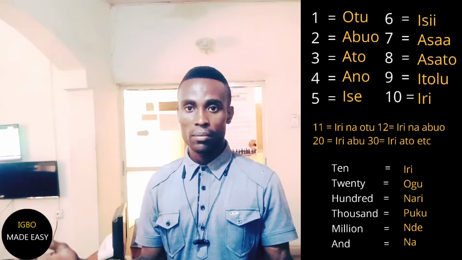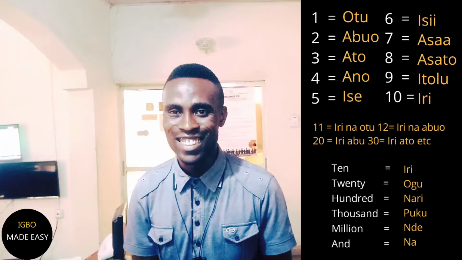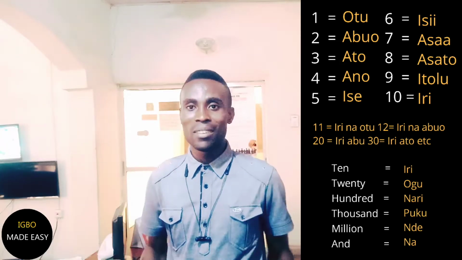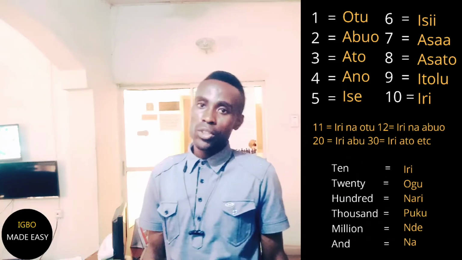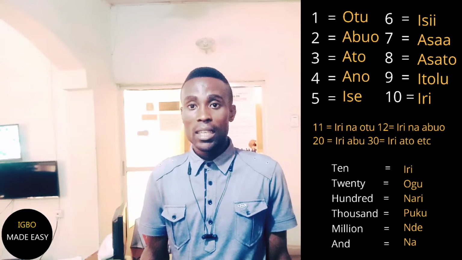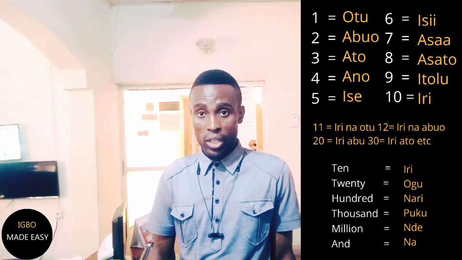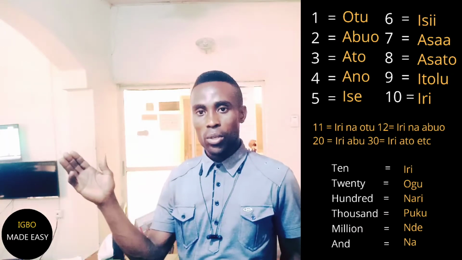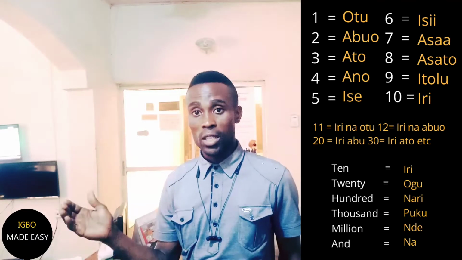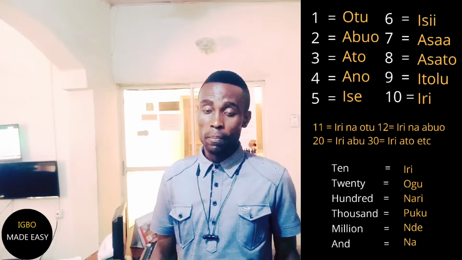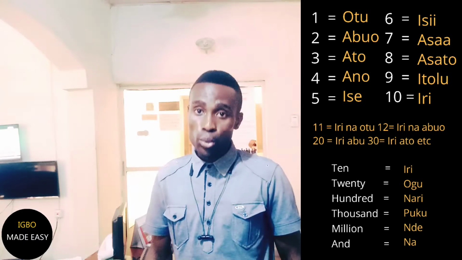And 100, someone said iri iri. Smart, nice, good, but not iri iri. Now 100 has a name, and the name for 100 is Nari. Nari is the name for 100. And the other place where you also find a name that you need to learn is 1000. 1000 has a name, and the name for 1000 is Puku.